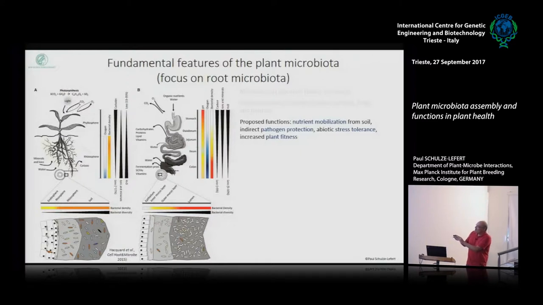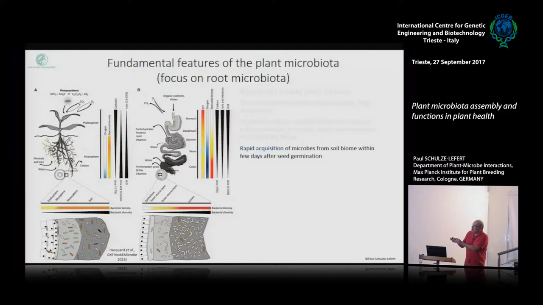So one function of the root microbiota I mentioned is nutrient mobilization from soil. Another one, very important for plant health, is indirect pathogen protection. I will show you an example. Also abiotic stress tolerance, salt tolerance, drought tolerance, and increased plant fitness. There's an increased reproductive fitness of plants in the presence of these plant-associated microbes. Another important observation published a few years ago is the rapid acquisition of microbes from the soil biome within a few days after seed germination. If you put a seed in the soil, within 10 days you have a mature, fully differentiated root microbiota. So it's a rapid process.